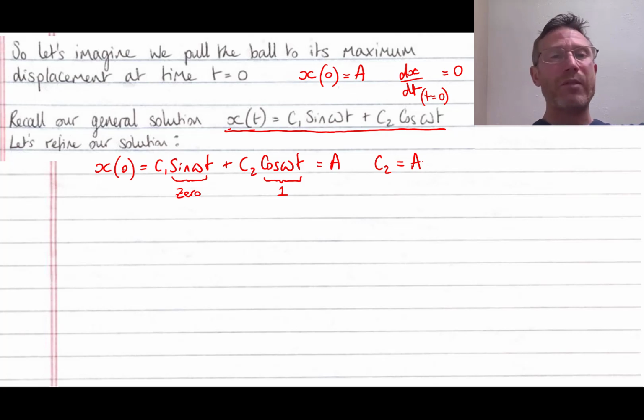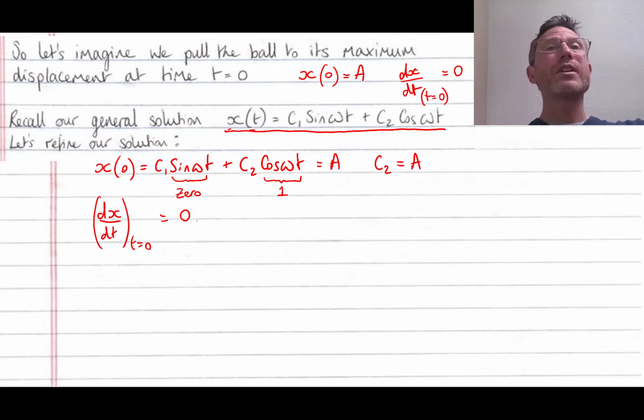The next point we'll bring up is to do the same thing with dx by dt, our velocity, at time t equals 0, which we've said was equal to 0.